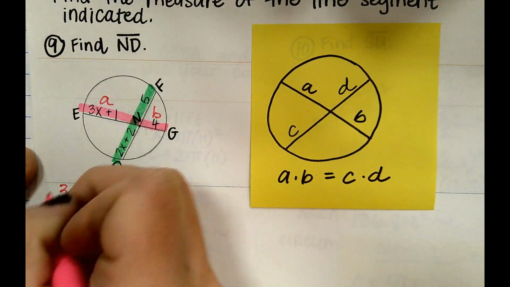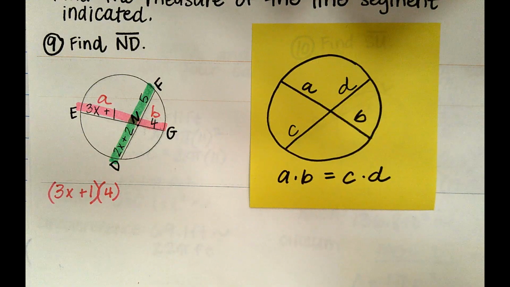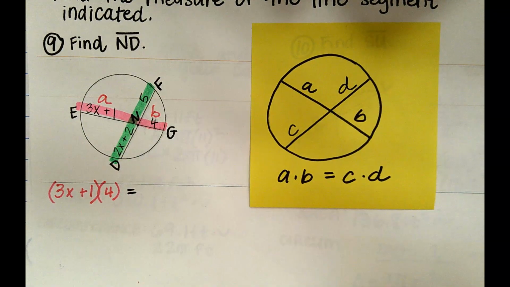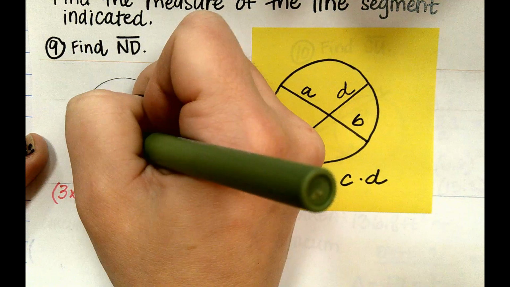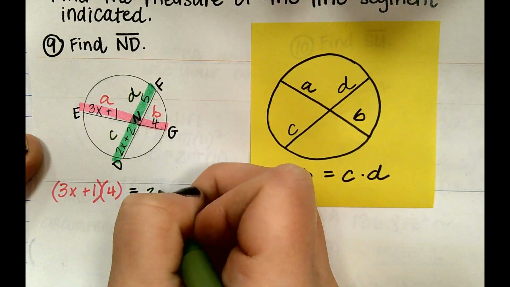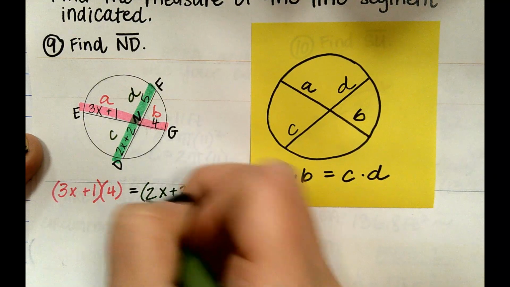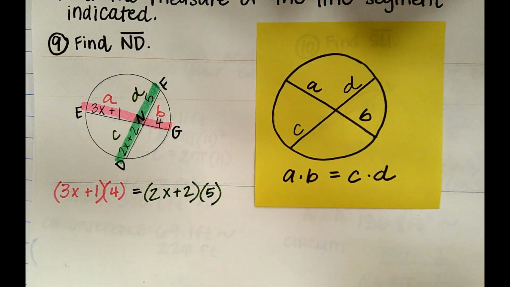So we got 3x plus 1 times 4 equals 2x plus 2 and 5 would be my C, D. So 2x plus 2 times 5. And now I've got my equation all set up.